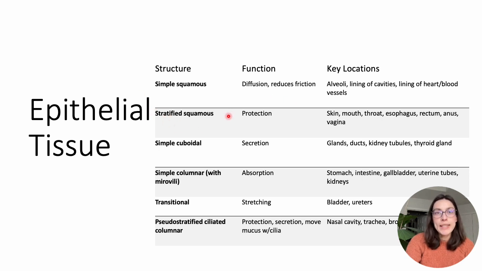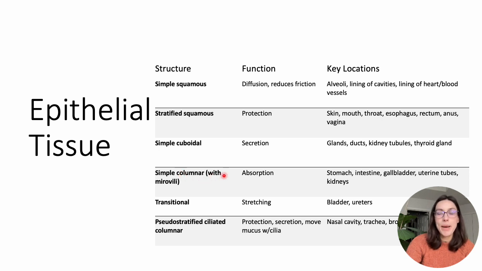If we have stratified squamous, what that means is you have many layers of cells. Well, at least two, but it could be many layers of cells. And the cells at the apical end of the tissue are squamous. Generally, the cells that are at the basal membrane are going to be a different shape. So we're only caring about the top layer of cells. Simple cuboidal means it's just a single layer of cuboidal cells. Simple columnar, just a single layer of columnar cells.